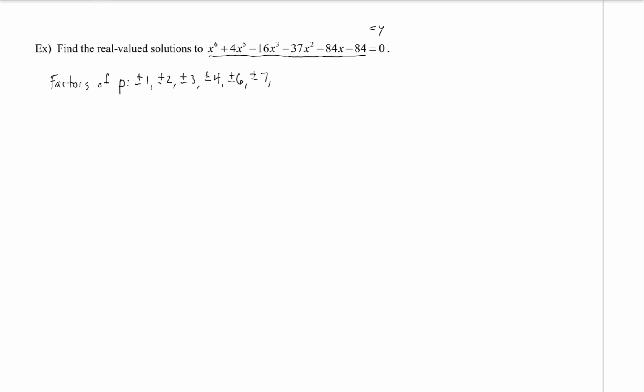Let's see. So I think 12. 14. So I think that's it. So let's see. We miss any here?